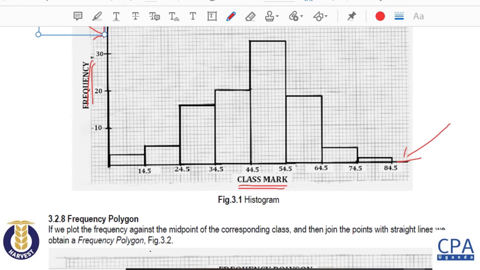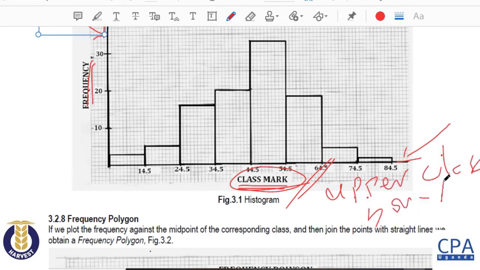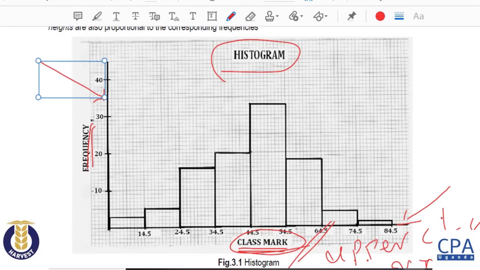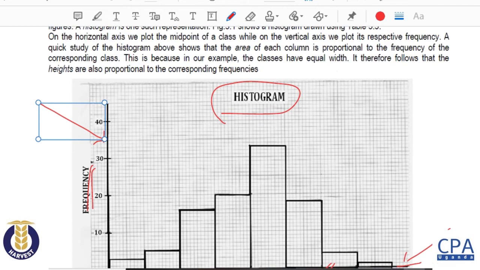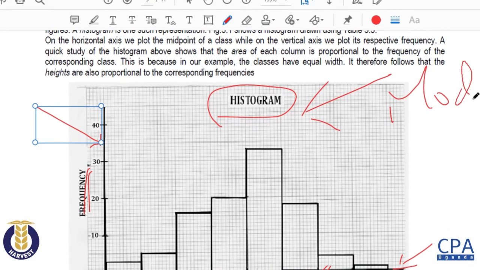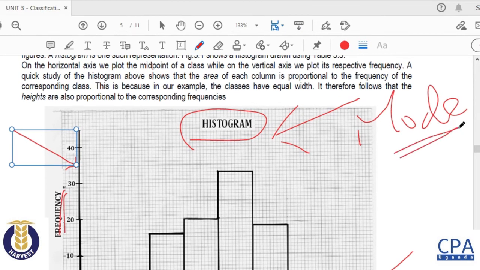Now, there's something I need to mention about the x-axis or the horizontal axis. If you don't use class marks, you can use the upper class boundaries. Now the upper class boundaries in most cases are going to be used if you really need to determine the mode. Of course, from your previous discussions, you should have appreciated the fact that the histogram is used to determine the mode. If we want to determine the mode graphically, then the histogram is going to be the best tool that you're going to use to determine the mode.